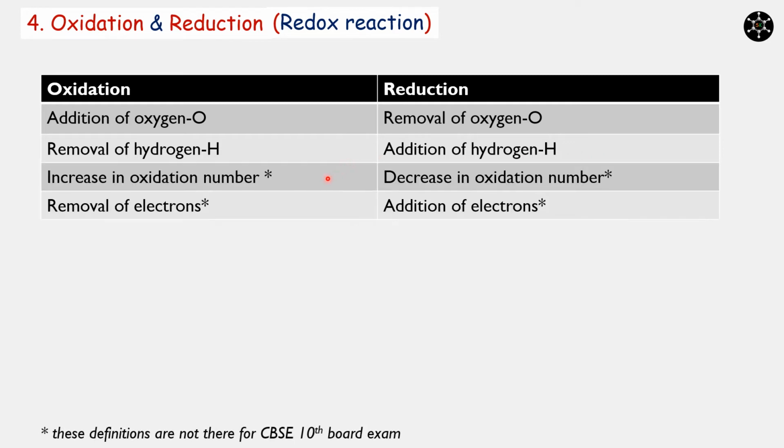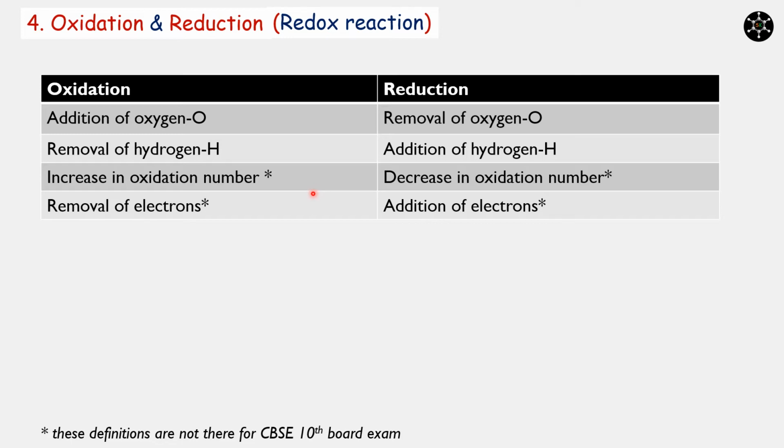That is, increase in oxidation number is also called oxidation. Decrease in oxidation number is also called reduction. Removal of electrons is oxidation and addition of electrons is reduction. The last two definitions will not be asked in the CBSE 10th board exam.